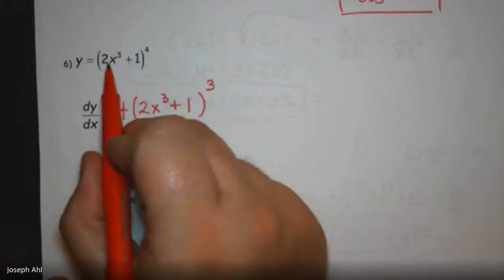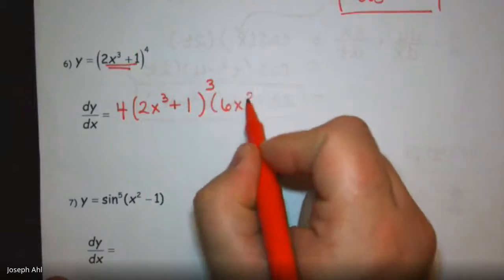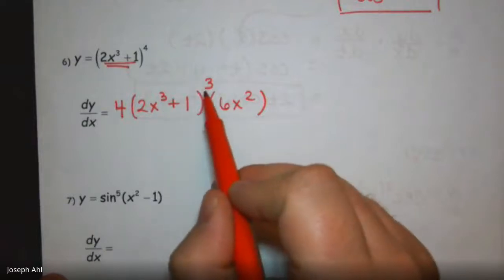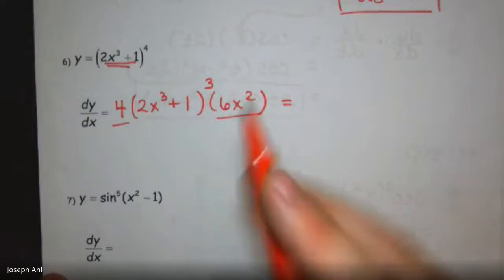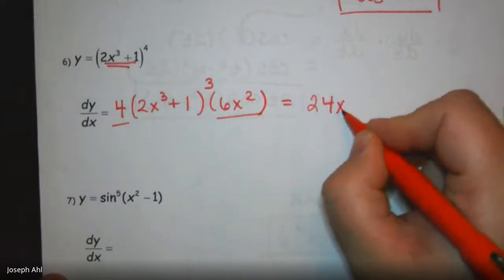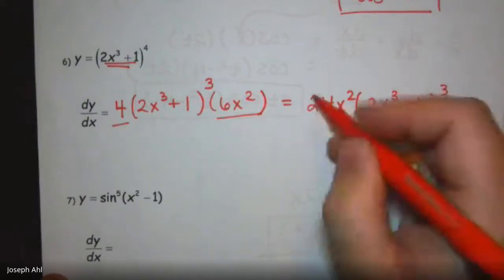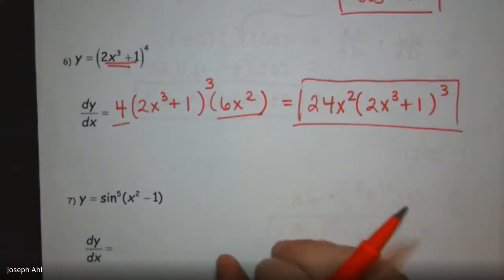And then times the derivative of the inside, which would be 6x squared. If I'm being honest, I really don't want to expand what this cubed is right now. So the only thing maybe I'll do is clean this up by multiplying those two together. So that's 24x squared out front of 2x cubed plus 1 cubed. But I'll stop there for now and say, yep, we're good to go. We don't need to practice with the algebra there.